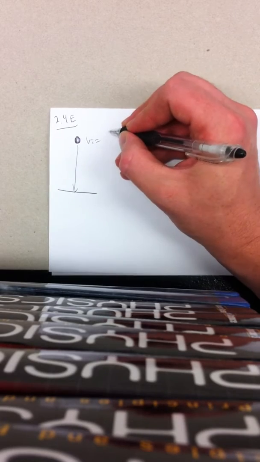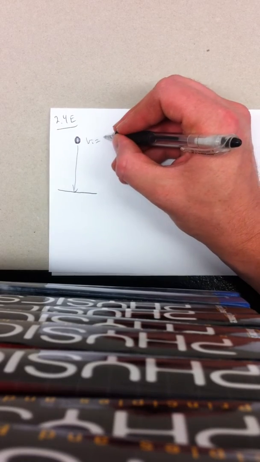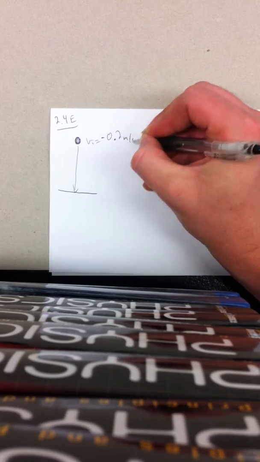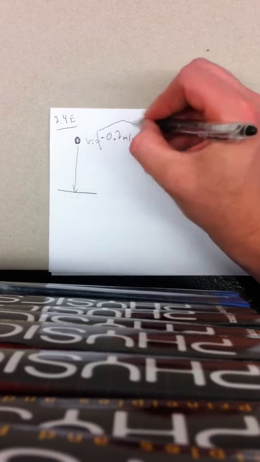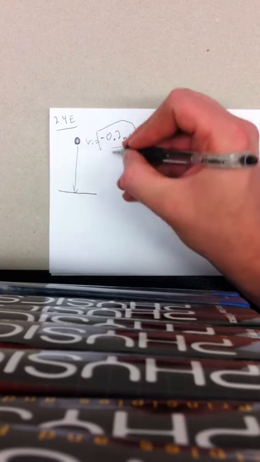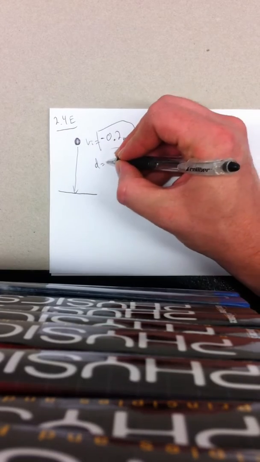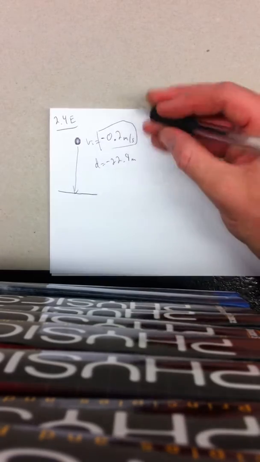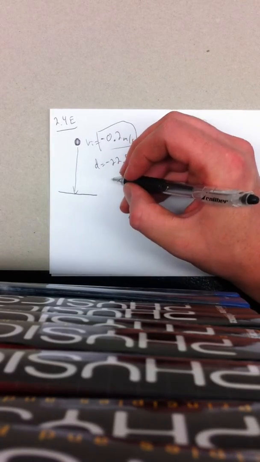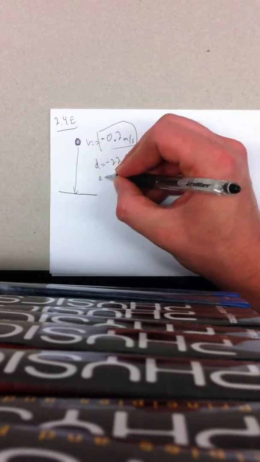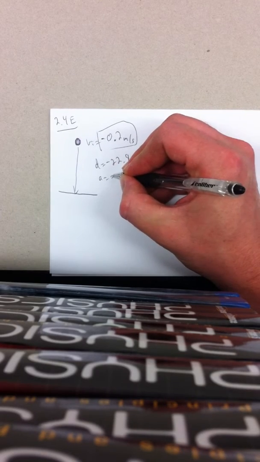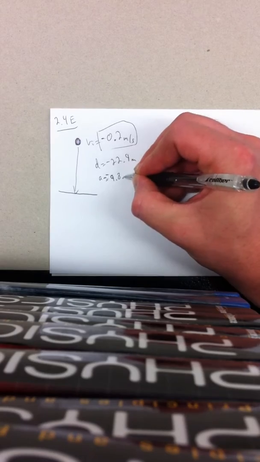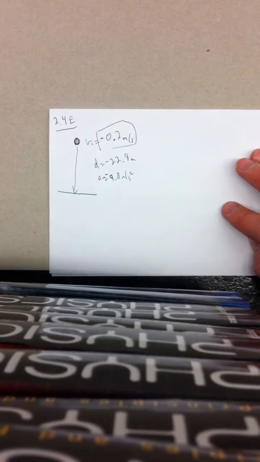So our code in this case, well, the code is actually split in half. So it's negative 0.2 because my code is 2. And we also have a displacement, a height, 22.9 meters. That's our displacement from start to finish. And we have an acceleration equal to negative 9.8 meters per second squared.